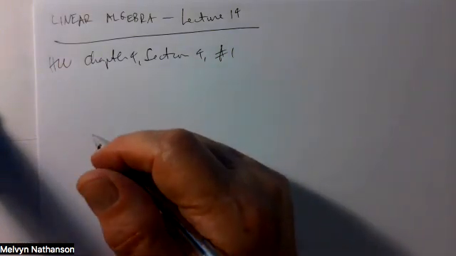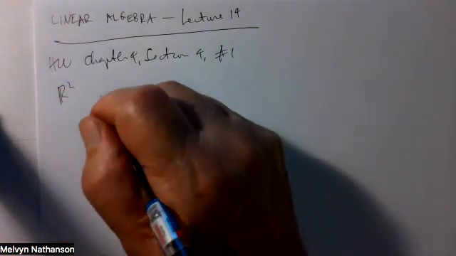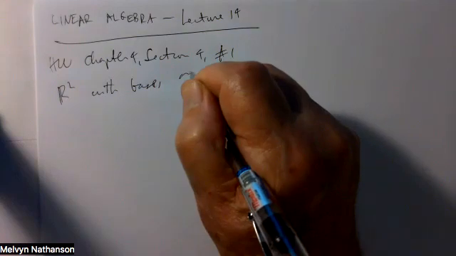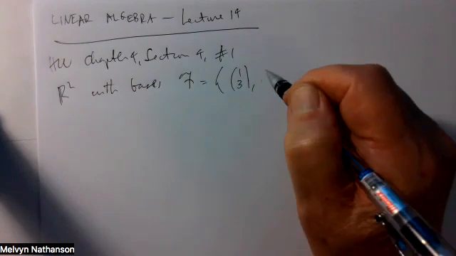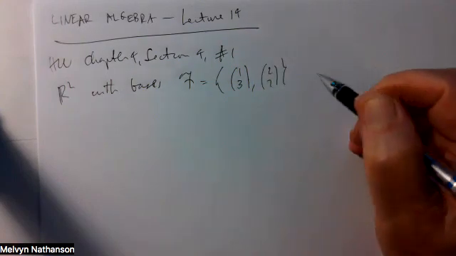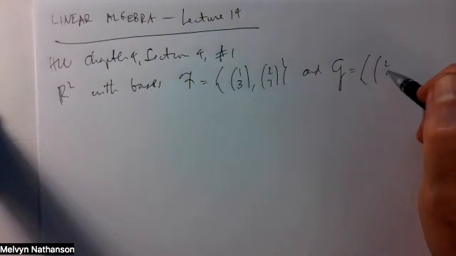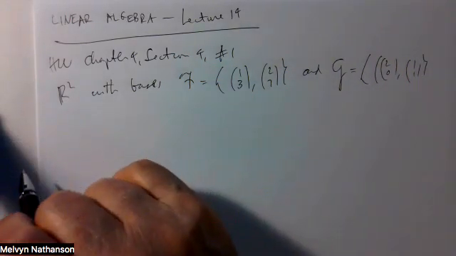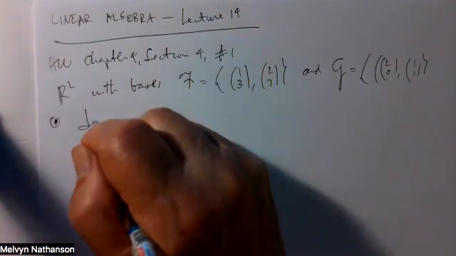So in problem number 1, we have the vector space R2, and we have two bases. The basis F consists of the vectors (1, 3) and (2, 7). And the basis G consists of the vectors (2, 0) and (1, 1). First we want to prove that these are bases for R2.